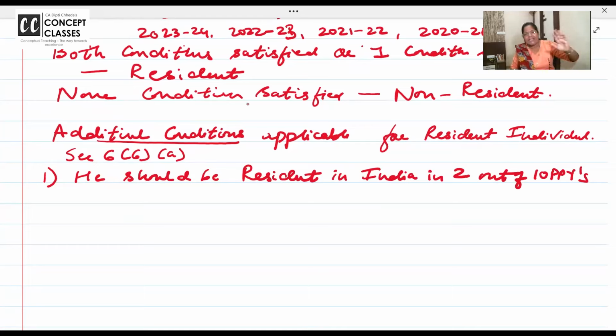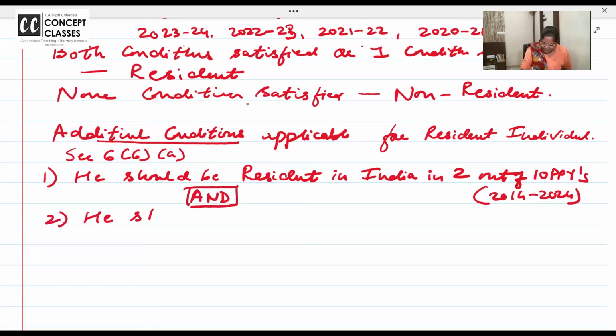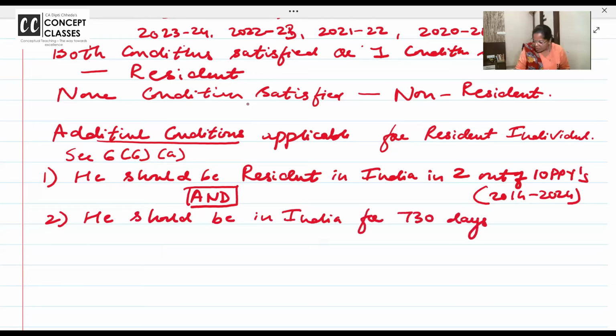Out of the past 10 years ending on March 24. So you can write here like 2014 to 24, 10 साल. Any 2 years you should be resident. And a big and, both conditions should be satisfied. He should be in India for 730 days or more.